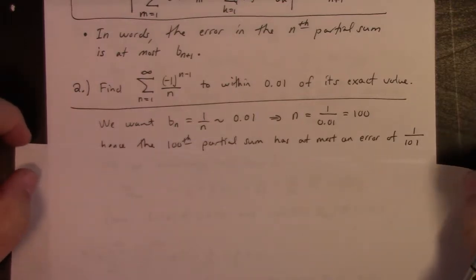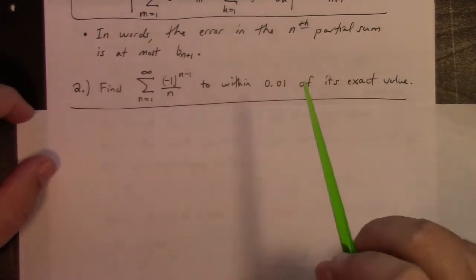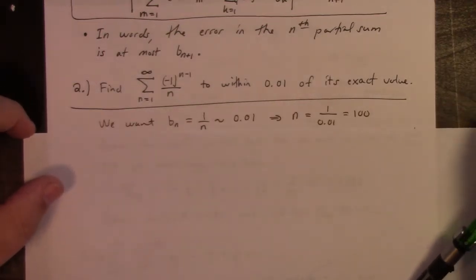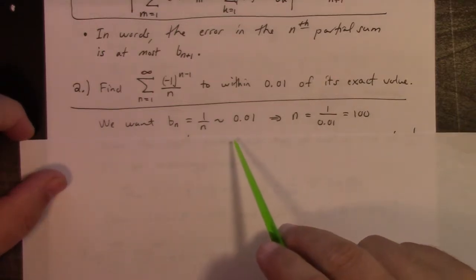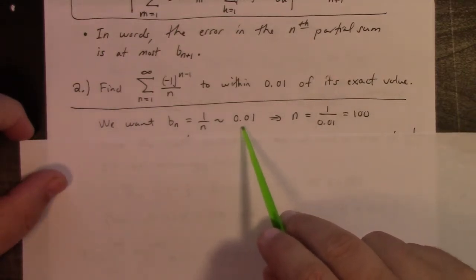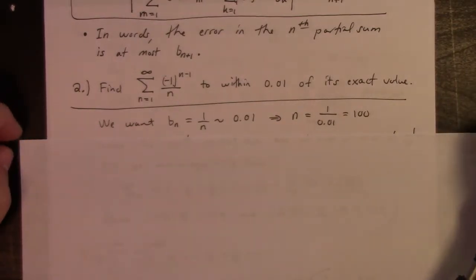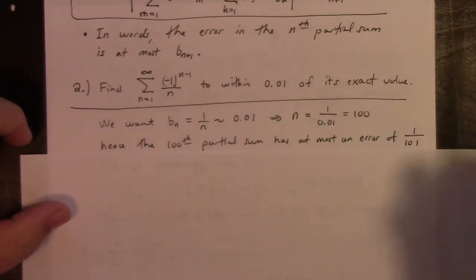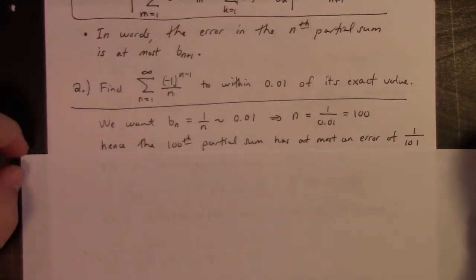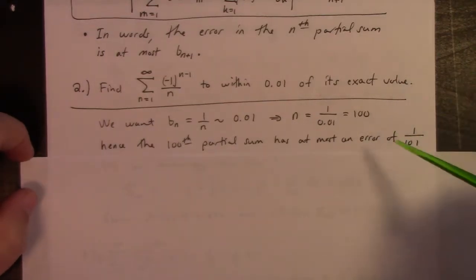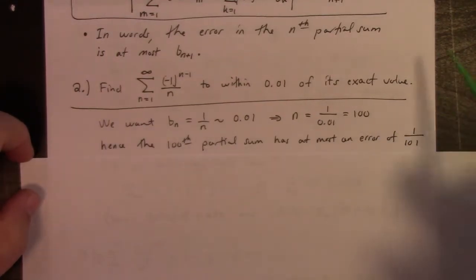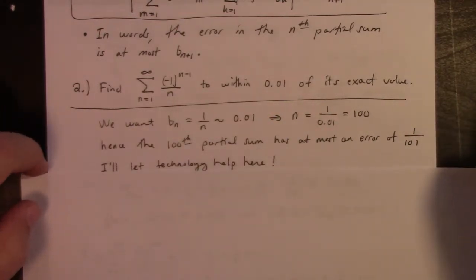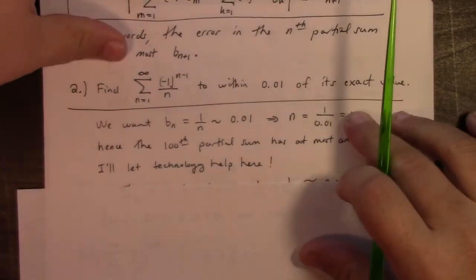So here's a good example. Suppose you wanted to calculate the alternating harmonic series within 0.01 of its exact value. So that means that you want 1 over n to be approximately 0.001. Maybe we'll take a little bit more just to make sure we got it. So I want to, if I could solve that equals to that, I'd be in business. So that, n equals 100. So the 100th partial sum should have an error of at most 1 over 101. 1 over 101 is a little bit smaller than 0.01, so that should do it for us. And I will let technology help here. All right.